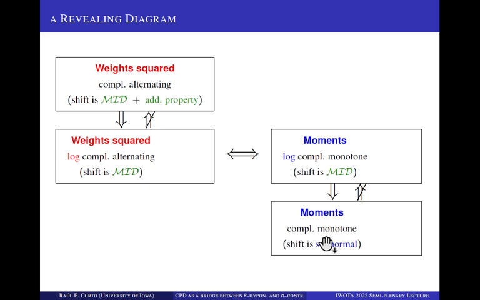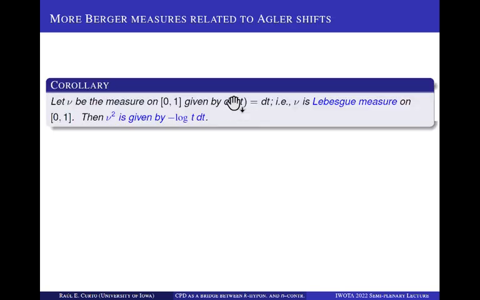So we know that these two implications are strict, but we don't really have a good characterization of what it means for the weight squares to be completely alternating. It's certainly MID, but MID with what additional property? This is what we're missing, the additional property.